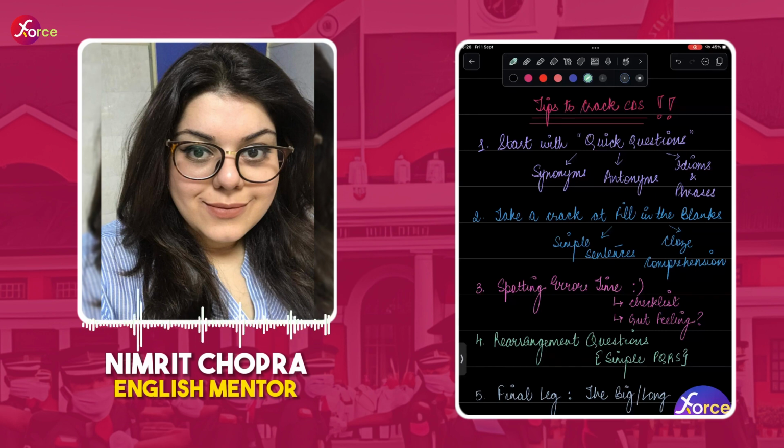So number one, start with the quick questions. My personal suggestion is always to get the synonyms, antonyms, in case you get one-word substitution and idioms and phrases. So all the vocabulary bits, get them out of the way first. Ya to wo aate hain, ya to nahi aate. So if you know them, great, attempt them. Otherwise, leave the questions that you don't know and push forward.